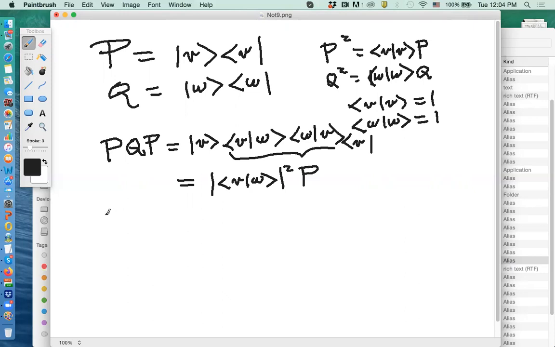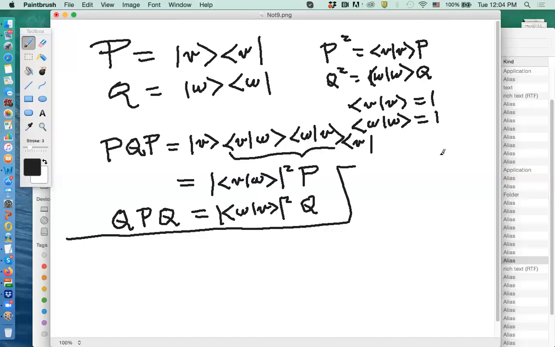So you see, and what will happen if you take QPQ? Well, then you will get exactly the same thing, or what maybe comes out the other way, W V squared, but times Q. So if we were to make just a pure diagrammatic out of this, in the spirit of the previous thing, it would look like this.